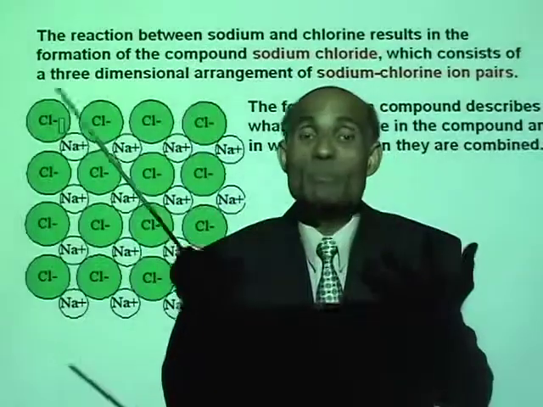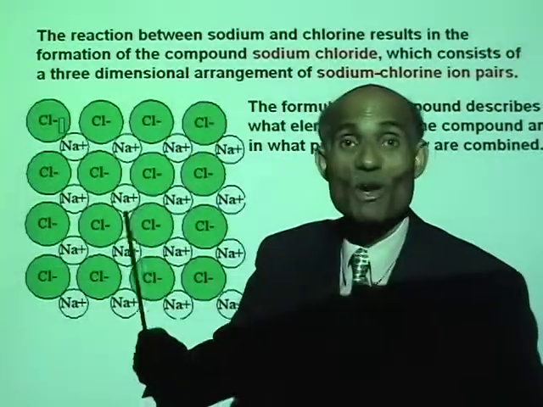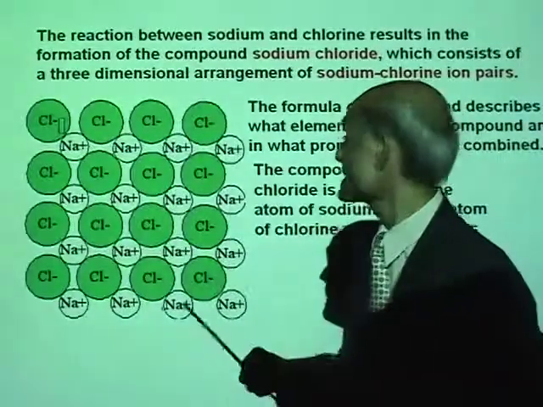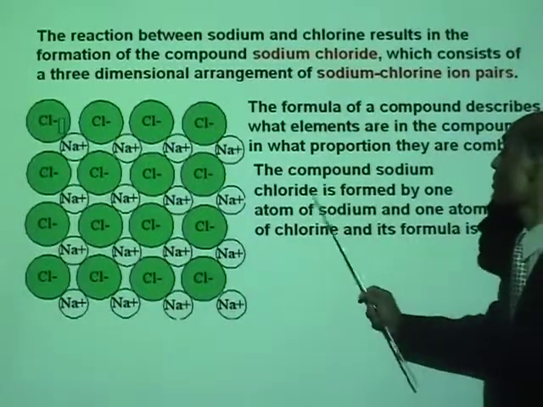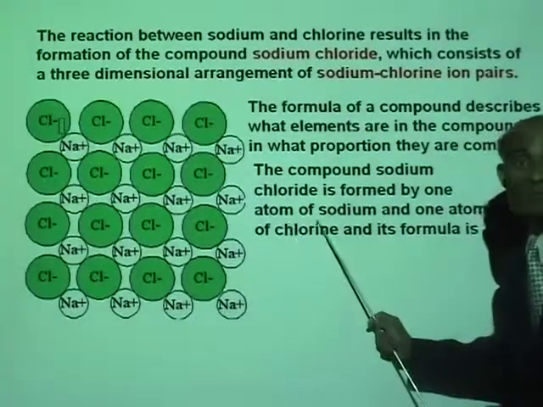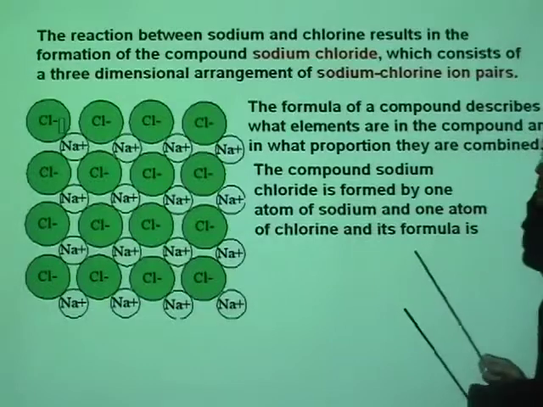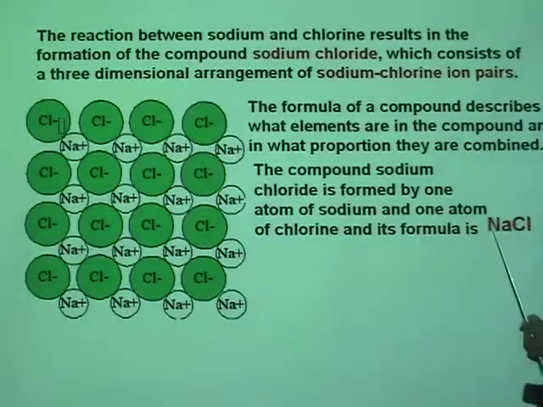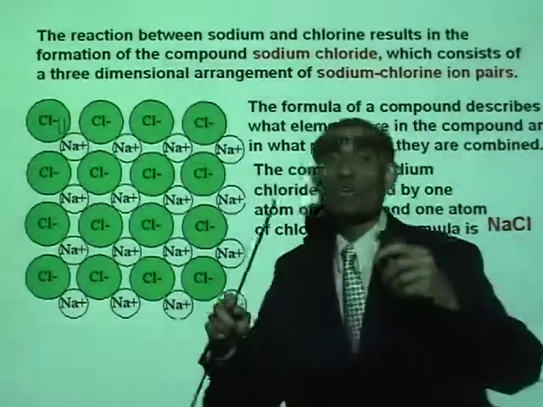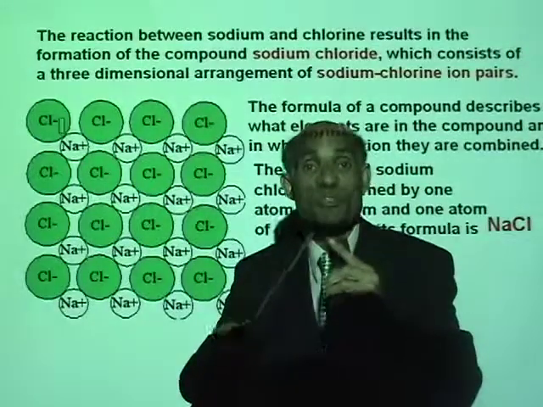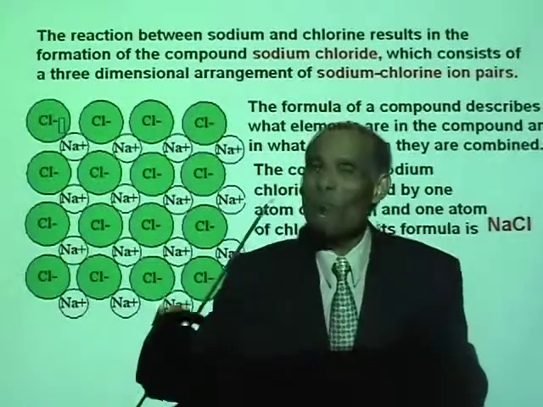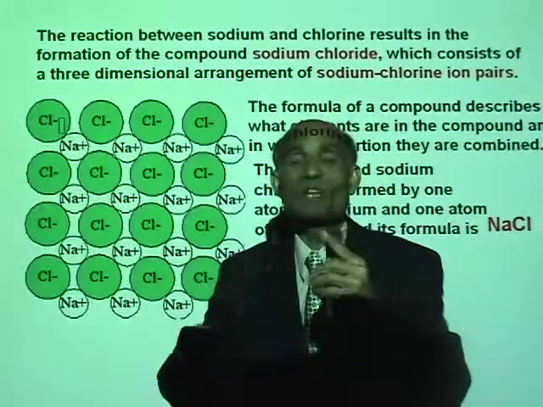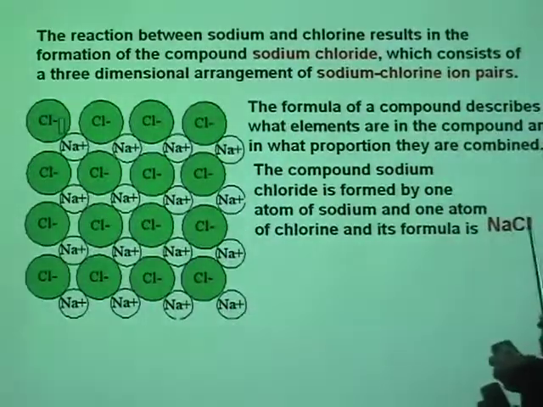And therefore, what will be the formula for sodium chloride? It will be called NaCl. The compound sodium chloride is formed by one atom of sodium and one atom of chlorine, and therefore its formula is NaCl. It tells you that one atom of sodium combines with one atom of chlorine to give you a unit of sodium chloride. We don't call it a molecule. It is a unit arrangement of ions, that is NaCl.